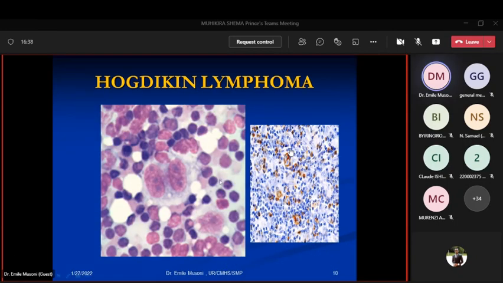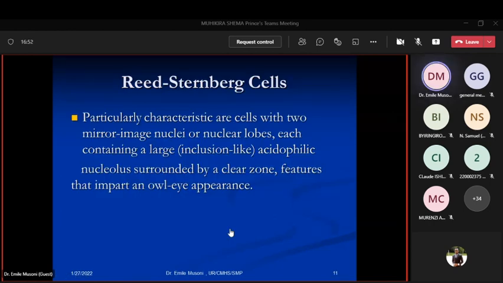So this is an image of Reed-Sternberg cells. And here, this one is H&E, this one is immunohistochemistry. Reed-Sternberg cells we have seen before. They have two mirror-image nuclei or nuclear lobes, each containing a large inclusion-like acidophilic nucleolus surrounded by a clear zone, features that impart what we call the owl-eye appearance.